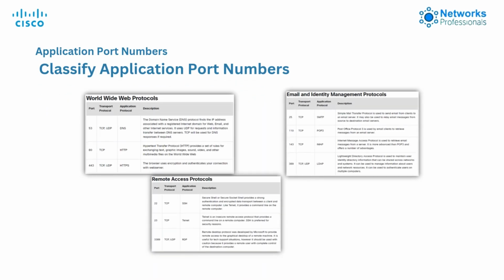Classification focusing on worldwide protocols, email and identity protocols, and remote access protocols. Application port numbers. Application port numbers are numerical identifiers that help direct internet traffic to specific services or applications on a network device. They ensure proper communication between client and server. Classification of application port numbers.